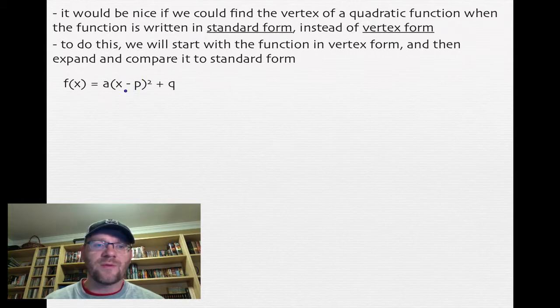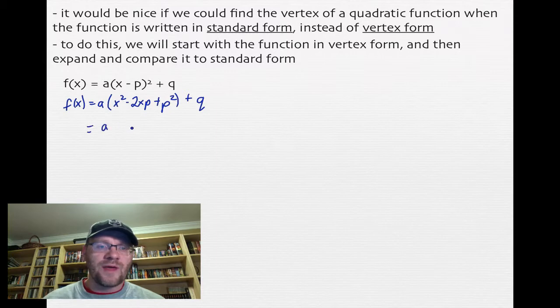So when I say expand, I mean we're going to have to square this binomial, multiply by a, and then add q. If I expand the binomial, I get x squared minus 2xp plus p squared, and that's just from knowing how to square a binomial, and then we still have a plus q. If I multiply that in, I get ax squared minus 2axp plus ap squared plus q, and then finally I'm just going to rewrite it as ax squared minus 2apx plus ap squared plus q.